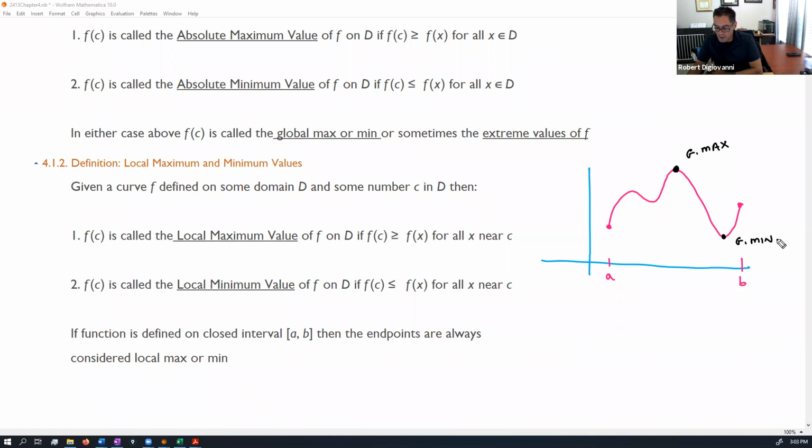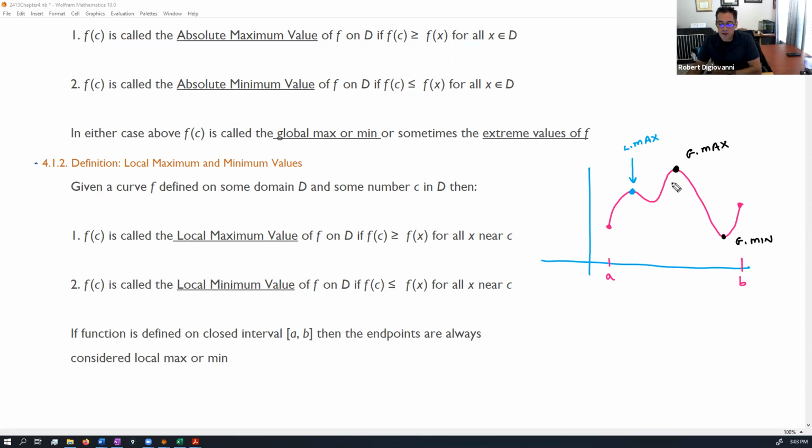But what about this point in blue? What about that point right there? That's not the global max, right? But it's a local maximum, meaning it's not the king of all mountains, right? But it is the king of that mountain. So locally, it's a maximum. Now, you could also make that argument. I'm going to put L max for that.